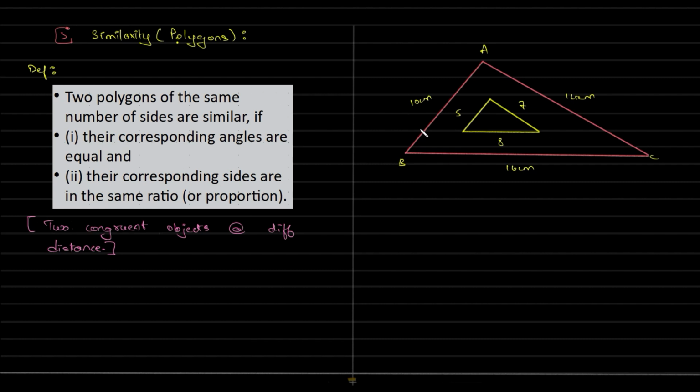First, let's understand corresponding angles. What does it mean? Angle B is corresponding to this particular angle. Angle A is corresponding to this, and angle C is corresponding to this. Why? Because they are related through similarity, and that's why they're called corresponding. Then AB is corresponding to this side of length 5. AC is corresponding to this side, and BC is corresponding to this side. So these are corresponding sides.